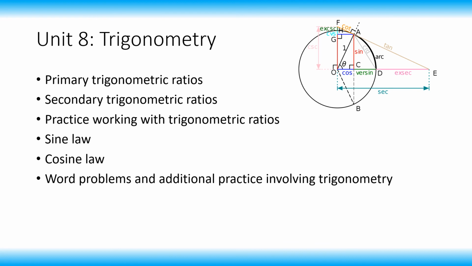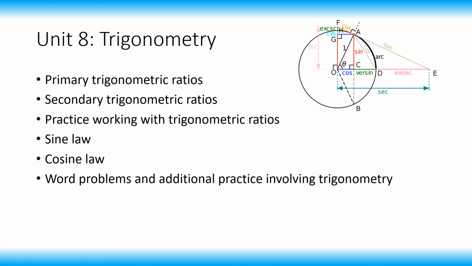And then finally, our last unit is going to be trigonometry. So here we'll talk about our primary trigonometric ratios. So that's sine, cosine, and tangent. We'll talk about our secondary trigonometric ratios, which are cosecant, secant, and cotangent. And you can see some of those in this diagram up in the corner.